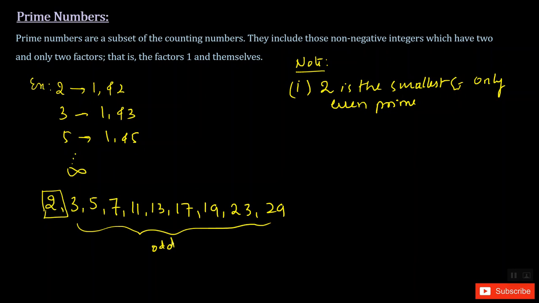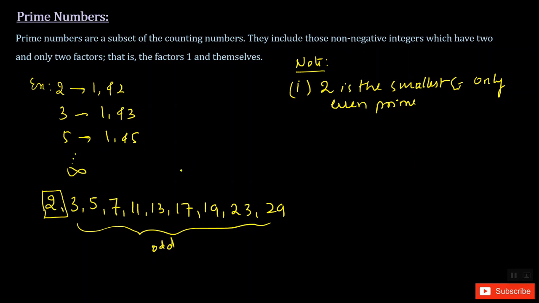Let's suppose in an exam, a question says x and y are prime numbers greater than 2. It means indirectly they are telling you that x and y are odd numbers, or based on the question, just follow the instructions and solve it. So x and y here are odd, right?